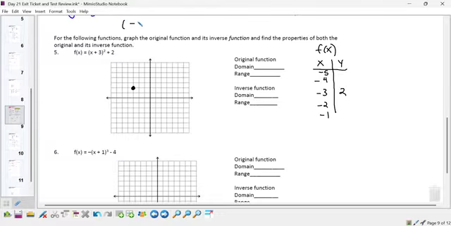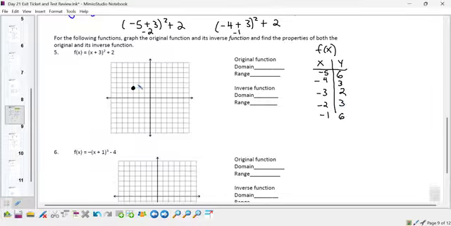So first I'm going to put -5 in. -5 plus 3 is -2. Squared is 4. 4 plus 2 is 6. And because this is symmetrical, I know this is also going to be a 6. Now let's put -4 in. -4 plus 3 is -1. Squared is 1. Plus 2 is 3.